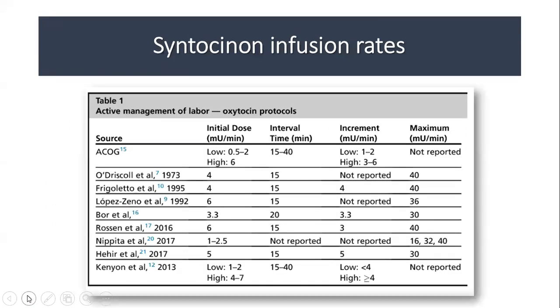There are various protocols, the low dose and high dose oxytocin protocols, documented in the literature. Generally, the dosing protocols are recorded in milli-international units per minute, and it's encouraged that these units are used in the labor suite. Low dose protocols will start at 0.5 to 2. High dose protocols start around 6. And there are increments of 1 to 2 in the low dose and 3 to 6 in high dose protocols.